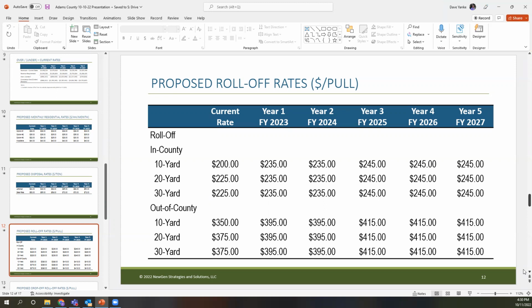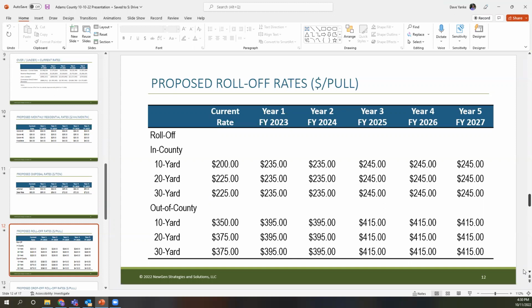Okay, and then I have this question. How much out of county dumpsters do we do? I don't know what that number is off the top of my head. I can get it pretty quickly for you. But is it considerable? Not compared to in county, so no, not especially.